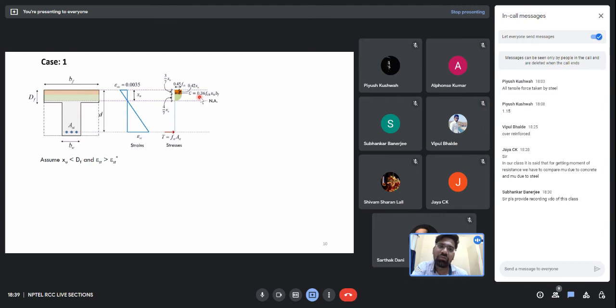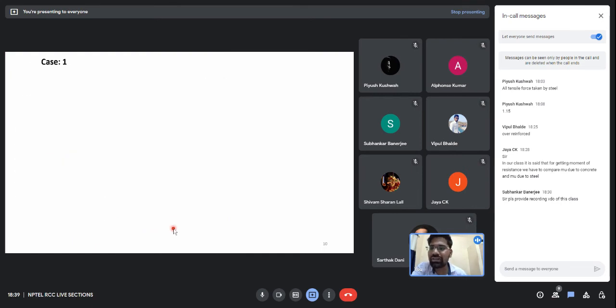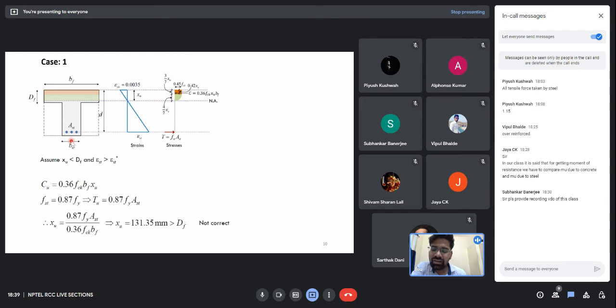So this will be our normal rectangular beam only. You can directly use the formula 0.36 fck into XU, and by equating C equal to T, you can directly calculate the XU value. But after calculating the XU value using case one, I found that this value is coming out to be greater than the depth of flange. What is the depth of flange? The depth of flange is 100 mm, and the actual depth we are getting is 131.